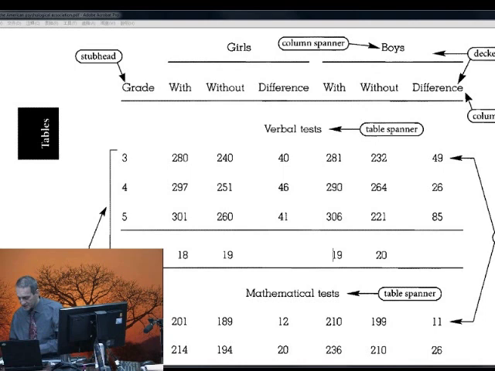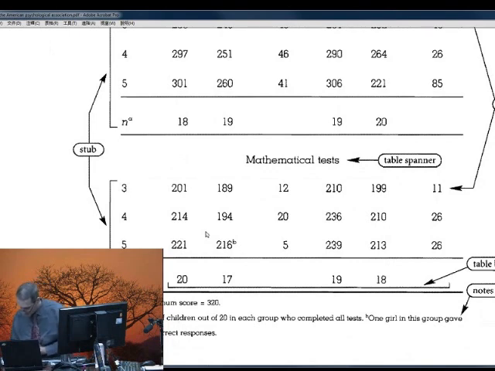At the bottom of verbal, you can see we have a note. I have to wear my glasses to see this note, NA. And at the bottom of mathematical, we also have NA, right? What does NA stand for? N is the number of children out of 20 in each group who completed all tests. So N is number, and A is the special note. We also have a B note. Where does the B go? The B is in the mathematical table. Does everybody see B? Mathematical table 216. What's the B note? One girl in this group gave only two correct responses.